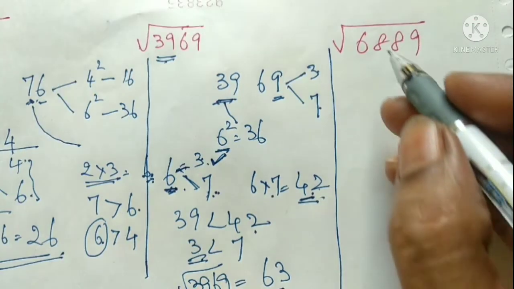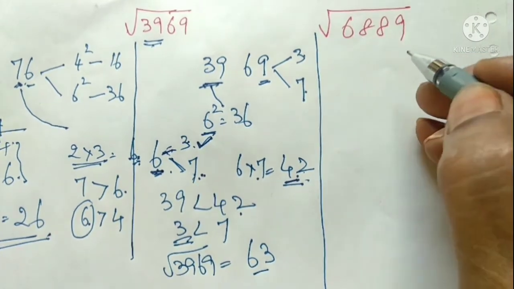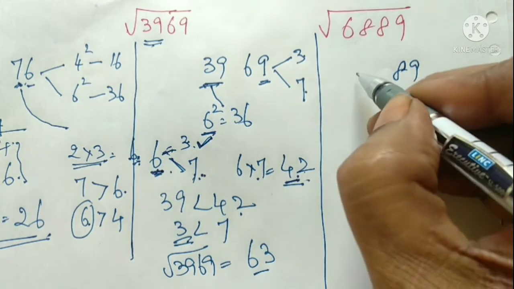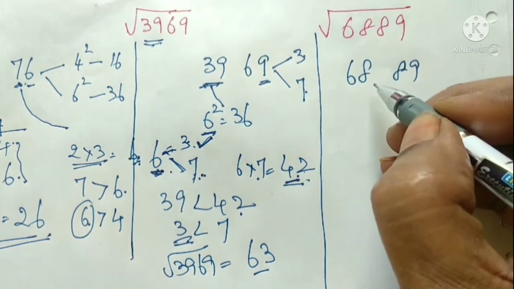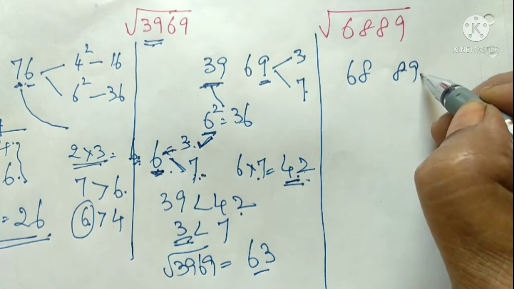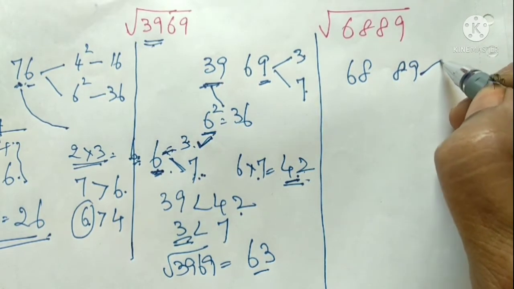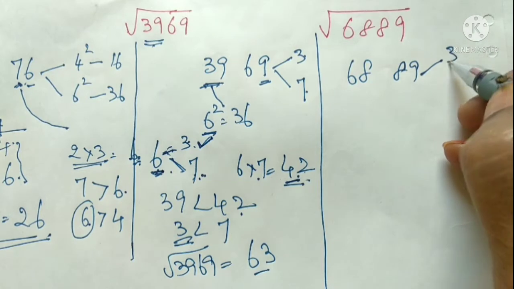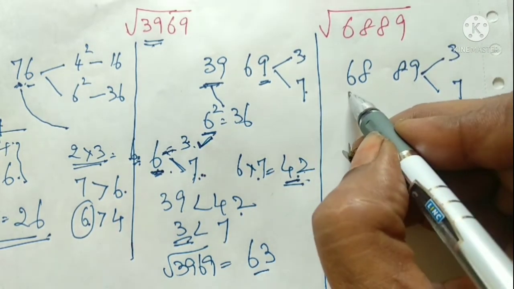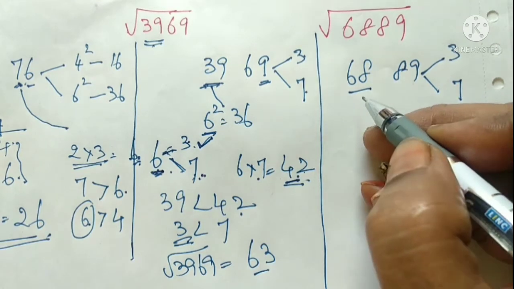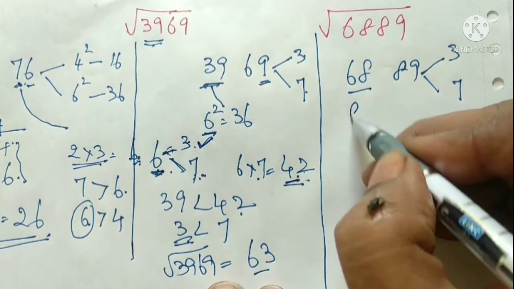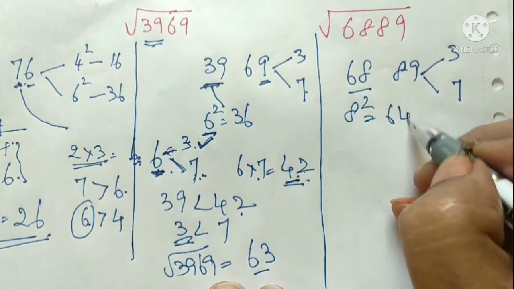Another example, 6889. In the second part we have 89 and the first part we have 68. Out of 89 the units digit is 9. So its square root may be either 3 or 7. So here 68, the perfect square just below 68, 8 square is equal to 64.